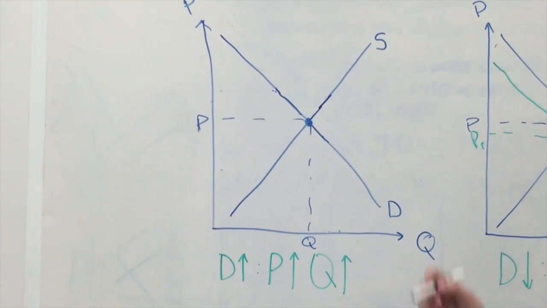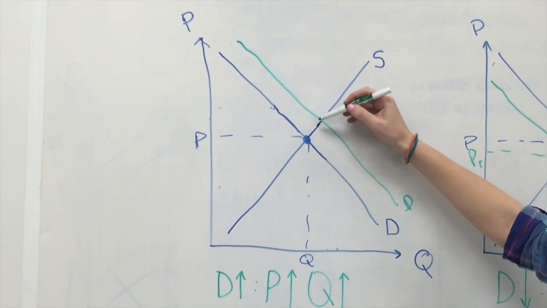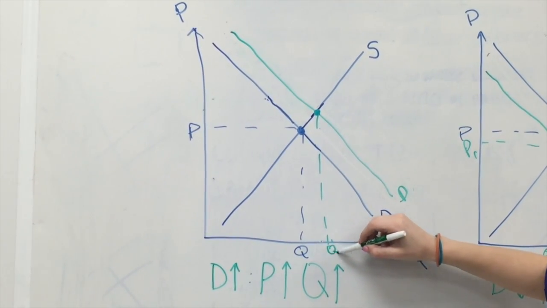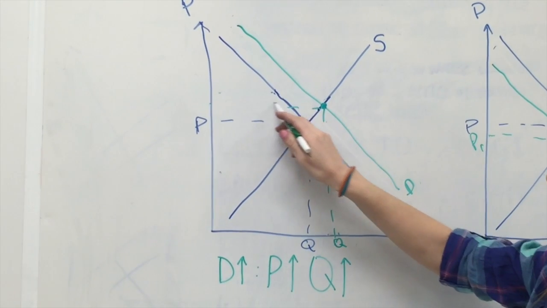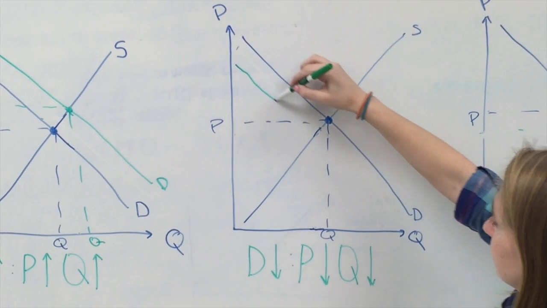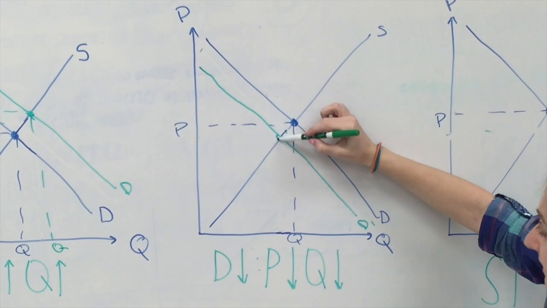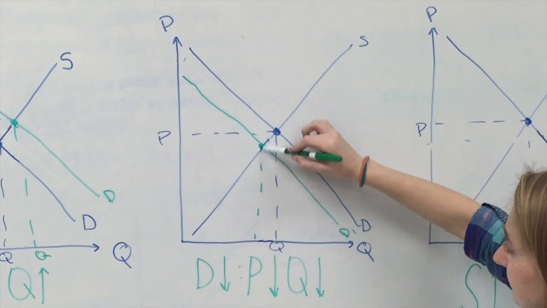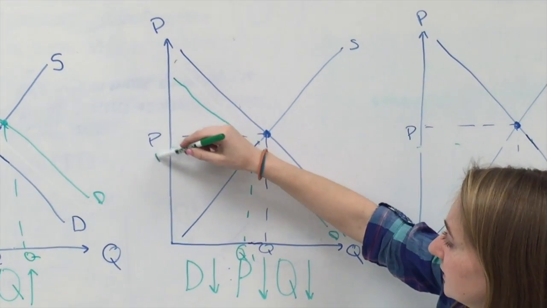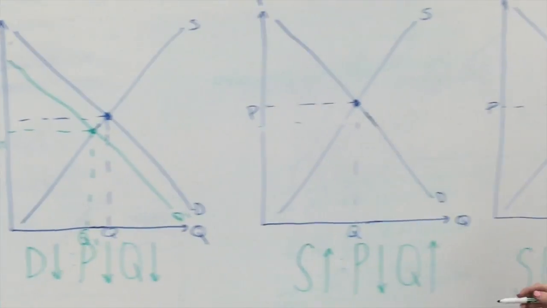If demand increases, the curve will shift to the right. The new equilibrium point will be here, and this will be the new increased quantity, and the price will also increase to here. If demand decreases, the curve will shift to the left, and the new equilibrium point will be here. The new quantity will be here, and the new price will be over here. So quantity decreases, and so does price.